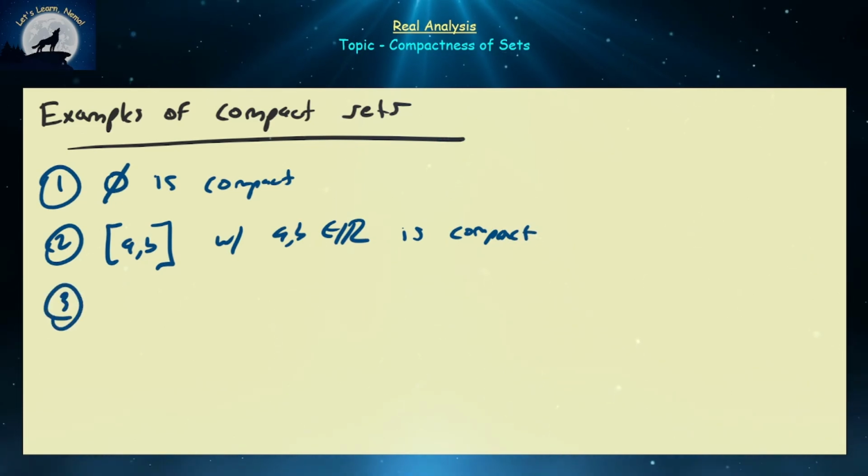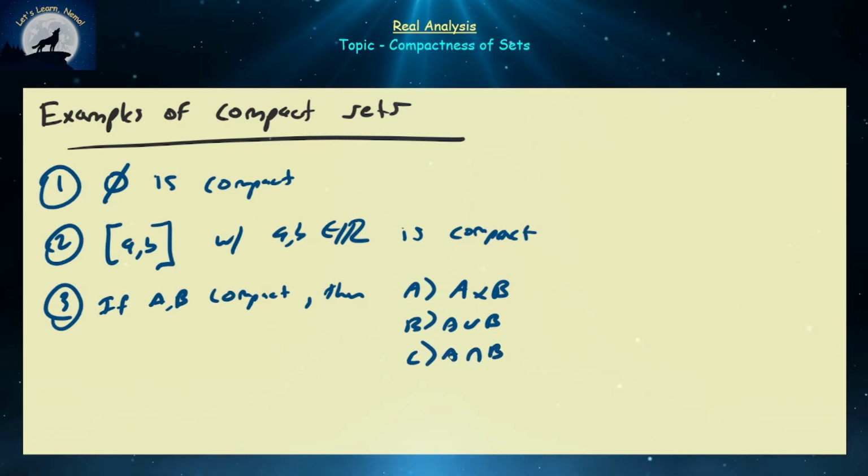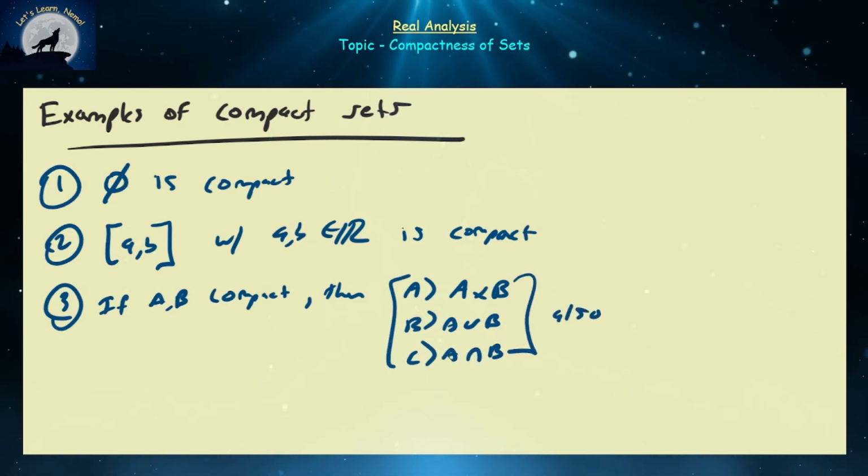Some more general properties, I guess you could say. Let's assume that you have A and B compact sets. Then the Cartesian product of A and B, the union of A and B, and the intersection of A and B also is compact.